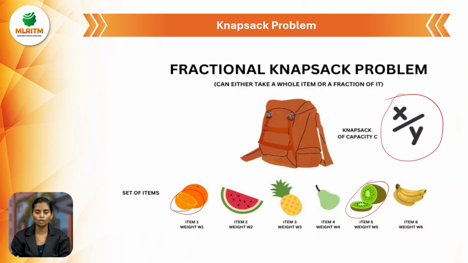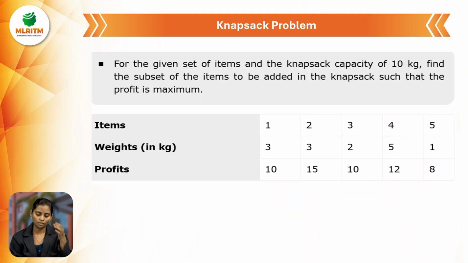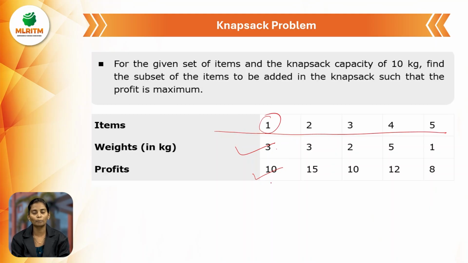So how are we going to analyze this? By using a problem. First, I have different items here, and each and every item has a certain weight as well as a certain profit. For example, the first item's weight is 3 kg and its price is 10 rupees, and the second item is 3 kg and its price is 15 rupees. Now all these items I have to insert into my bag, that is, the knapsack. So how is it possible?